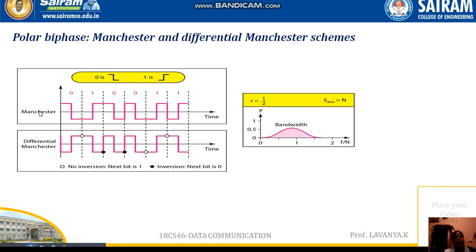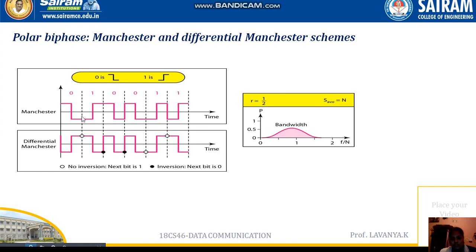I'll tell you how we can draw the timing diagram. The Manchester code contains the 0. Okay, 0 means higher to lower, 1 is lower to higher. You have to keep this one in mind. If it is 0, it goes higher to lower, right?